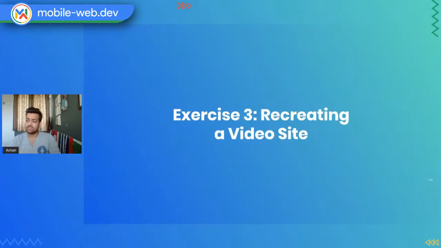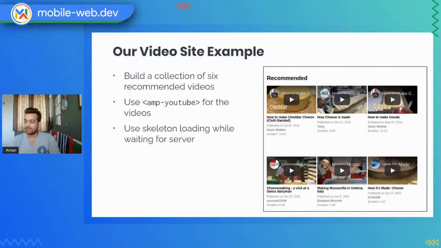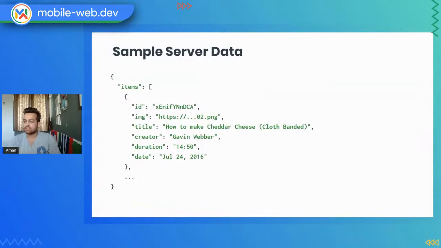So this is an example. With this example, let's create a video site like YouTube. Let's say you want to include different videos using the AMP YouTube component. Some of you have already tried amp-youtube inside the assignments that you were given. So we'll be using the same thing, and we'll also see skeleton loading. I'm not sure if I included skeleton loading or not. So let's see.